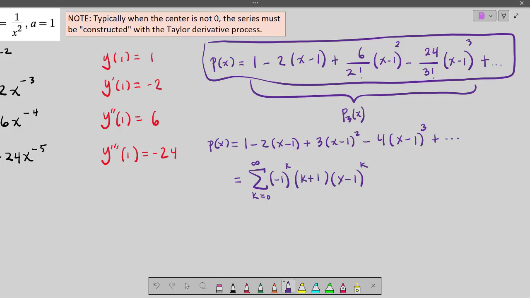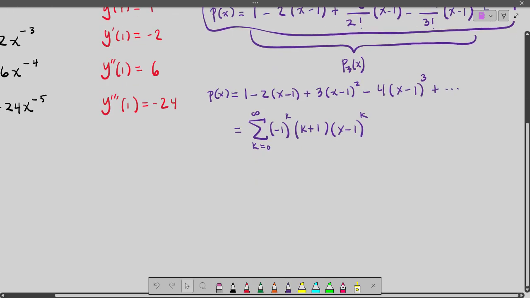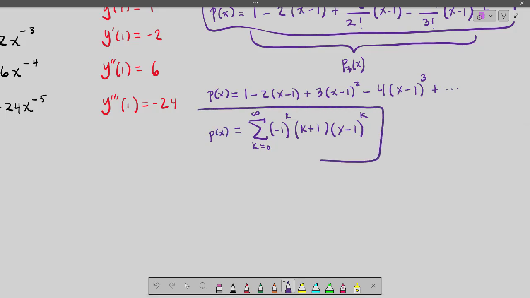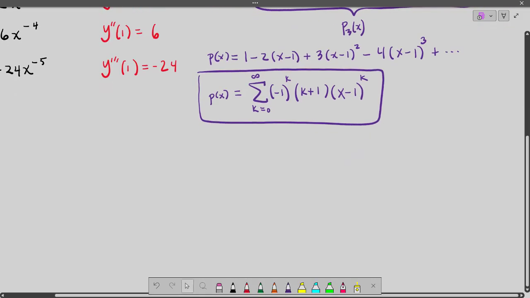Yeah. So when k is 0, we have a 1. When k is 1, we're at this term here. That coefficient will be a 2. And then when k is 2, will be a 3, etc. So that is the summation notation for this polynomial, for this Taylor series. Now, if we want to find the IOC, you need to have the summation notation in order to find the IOC because we have to use the ratio or the root test. So here we would probably use the ratio test.